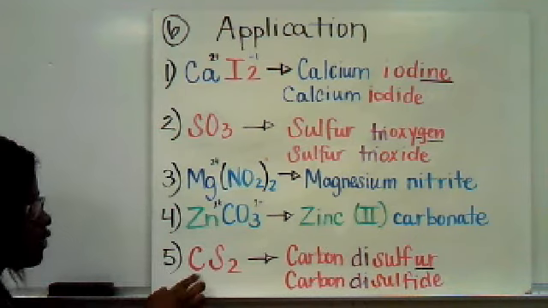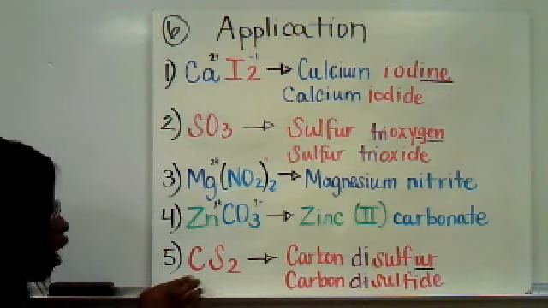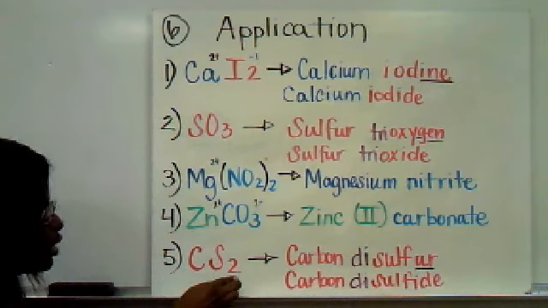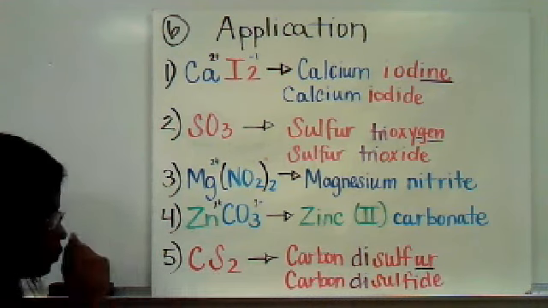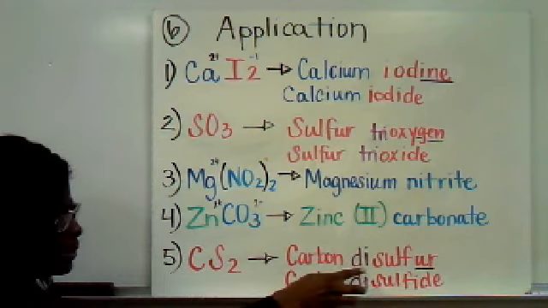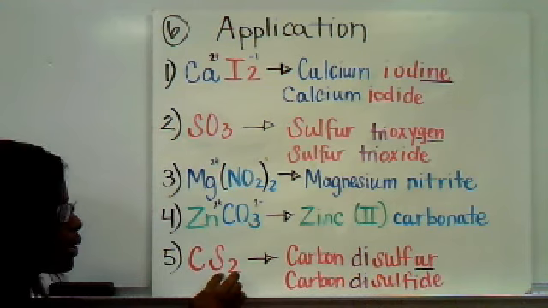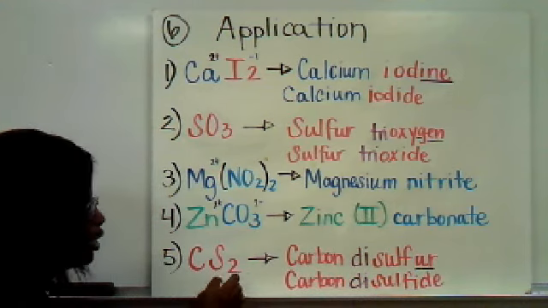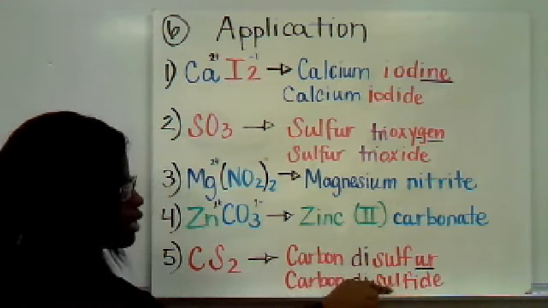Problem 5, you have carbon and you have sulfur, all in red. You're going to need some prefixes here. Carbon comes first on the periodic table before sulfur, so listed first we have carbon. This 2 here becomes di, and then we need to put our sulfur here, so carbon disulfur. We need to change the ending, so this becomes carbon disulfide.